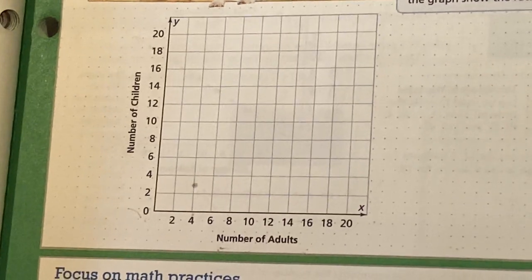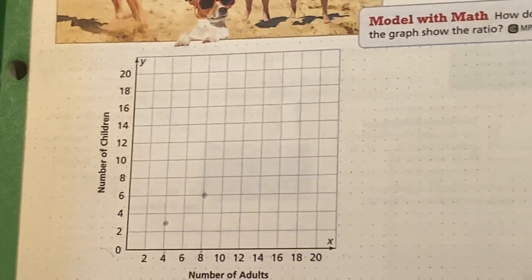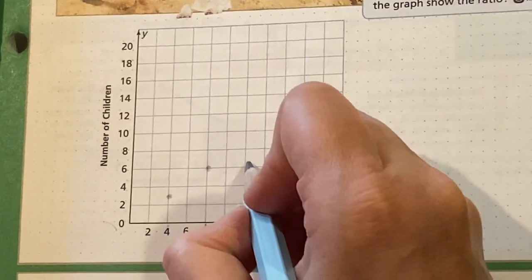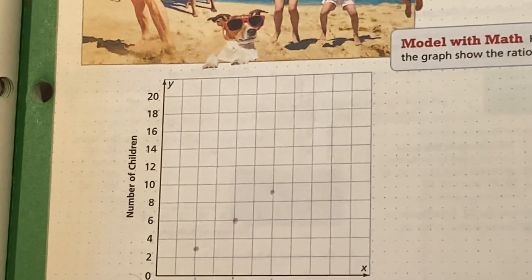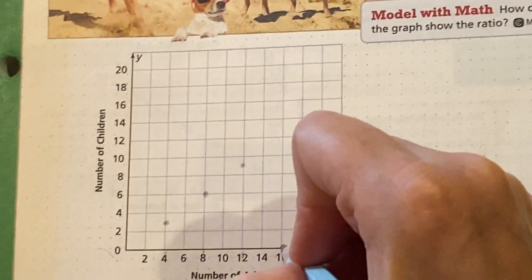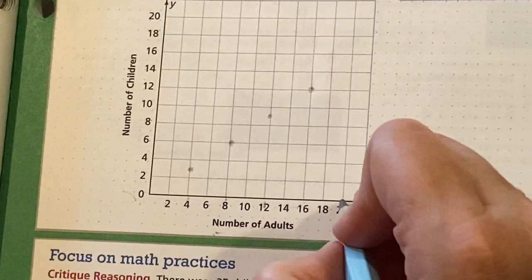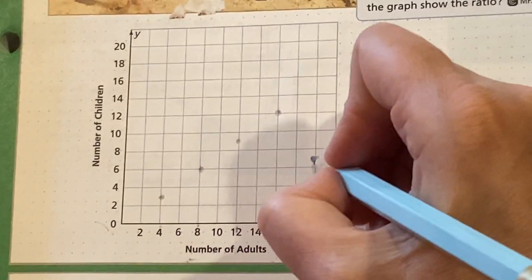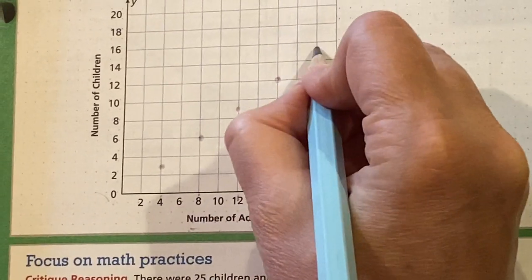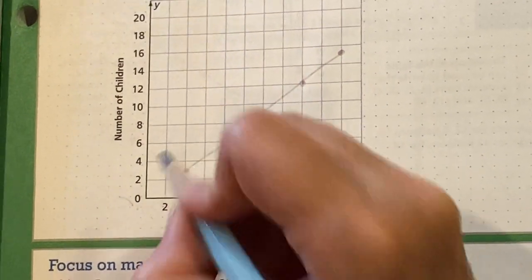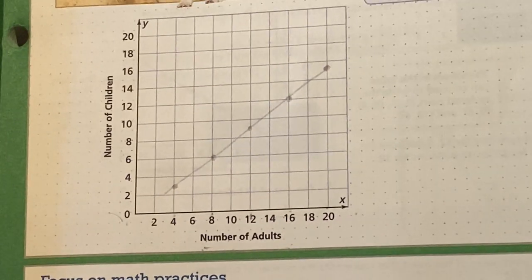So we'll go over to 4 and up to 3. The next point is (8, 6), so we'll go over to 8 and up to 6. The next point is (12, 9). The next point is (16, 12). The next point is (20, 15). Right there. And you can see when you join those points that you've got a straight line. Okay, so now we've graphed them.